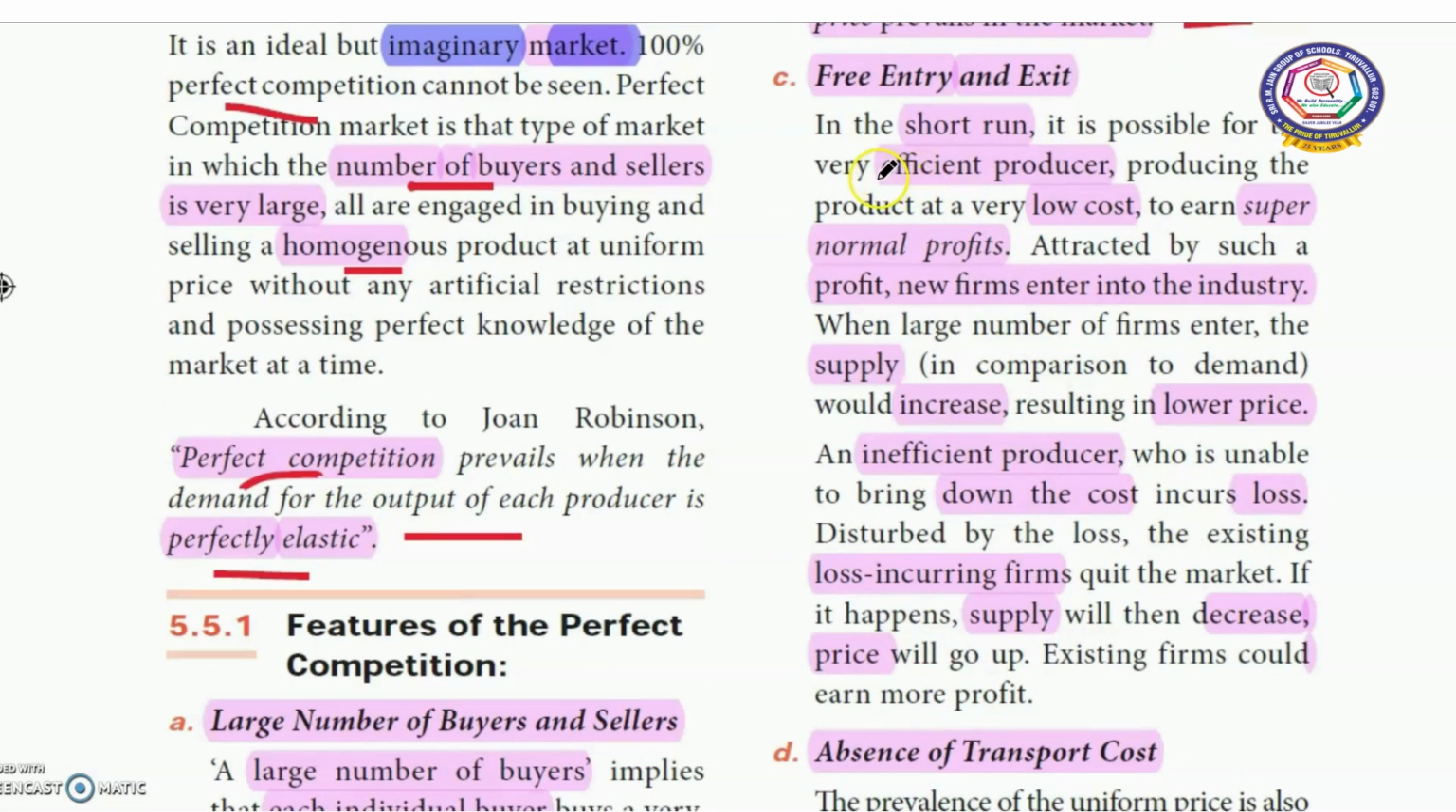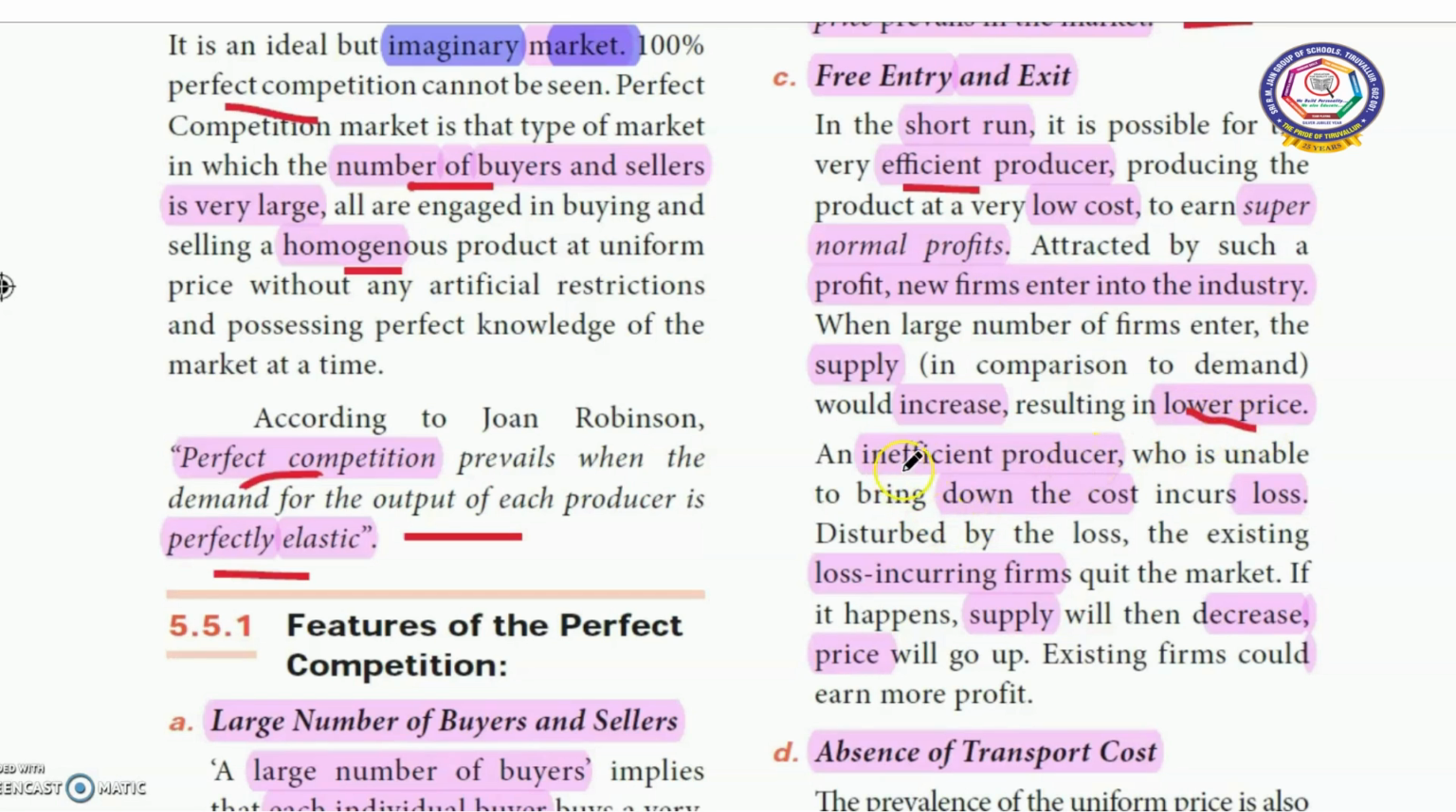Next one, free entry and exit. In the short run, it is possible for the efficient producer producing the product at a very low cost to earn supernormal profit. A rational producer will decide and manufacture the product at minimum cost to earn more profit. Attracted by such profit, what will happen? More firms will be tempted to enter into the production of that same product. Then supply will increase, resulting in a lower price.